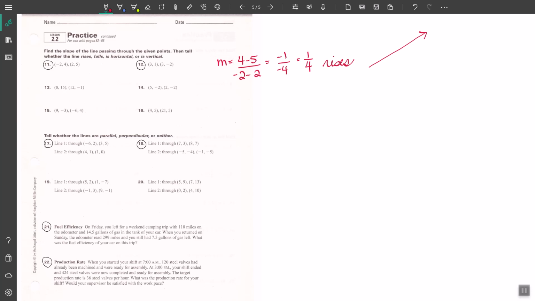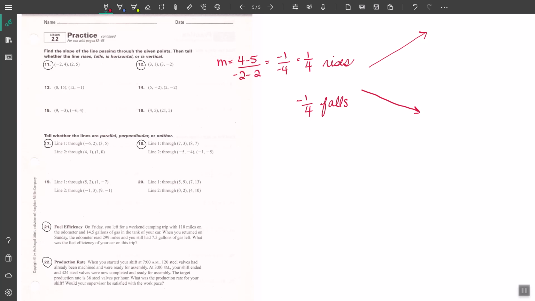So let's just say that we did the math here and we ended up with a negative 1/4 instead of a positive 1/4. If we're negative, the negative slopes always descend, or what they're calling is falling. And again, we have to be reading the graph left to right in order for this to apply, but that would look like a line that descended as we went from left to right on the graph.